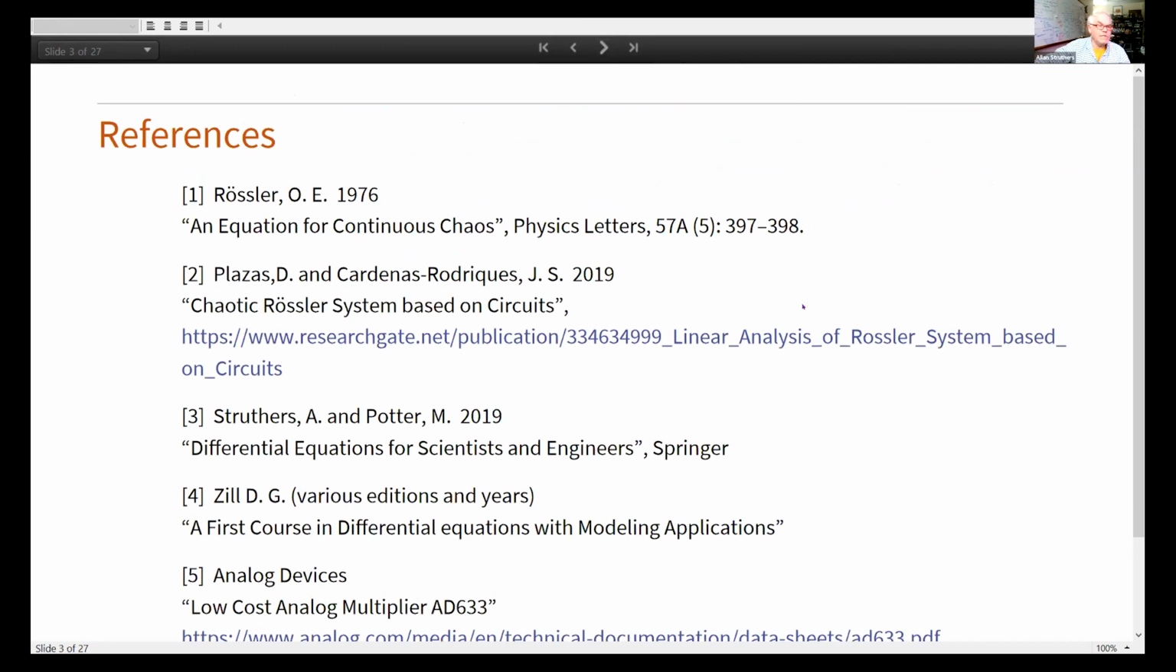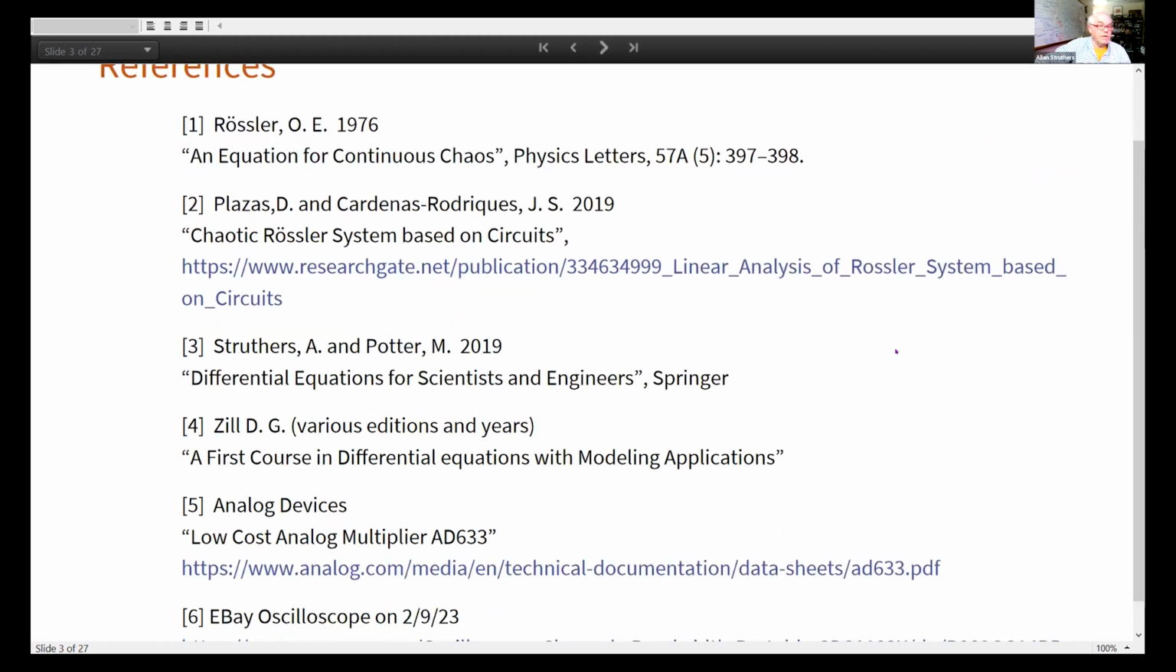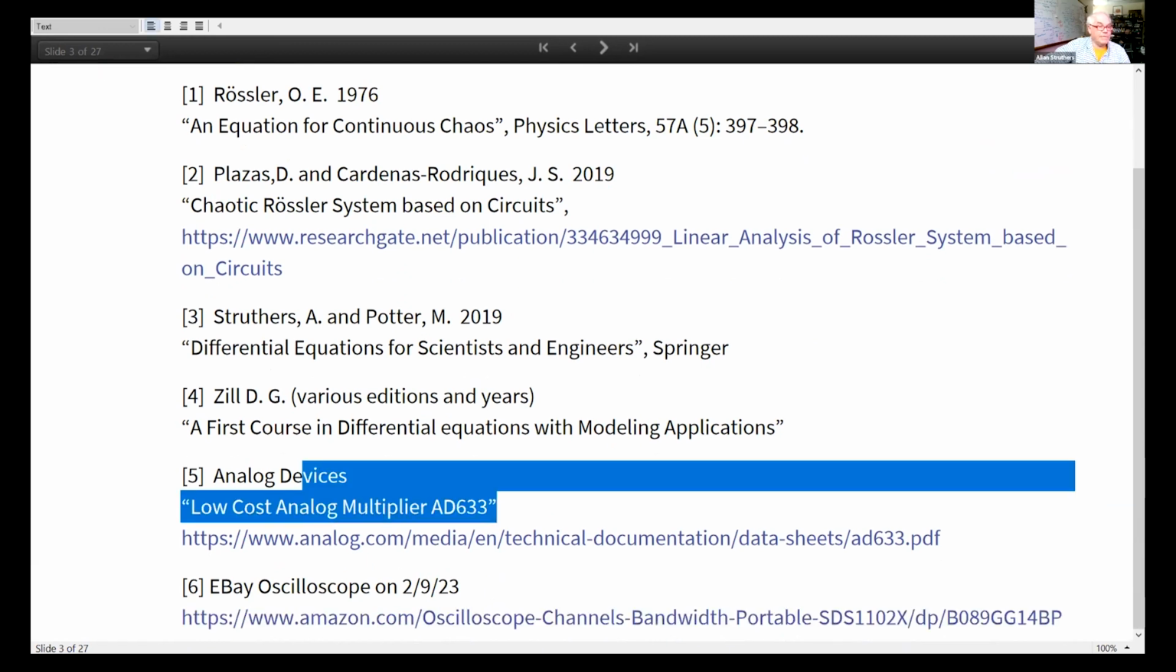I'm going to put some references up just at the beginning, just because otherwise I'll forget. We've got a simple chaotic circuit reference. We've got a reference that is where my students were taking designs for circuits from. We've got a couple of standard differential equations books, and we have a couple of dollars worth of an analog multiplier. That is a physical chip. And we've got an eBay oscilloscope, and I'm just doing that so that I don't forget.